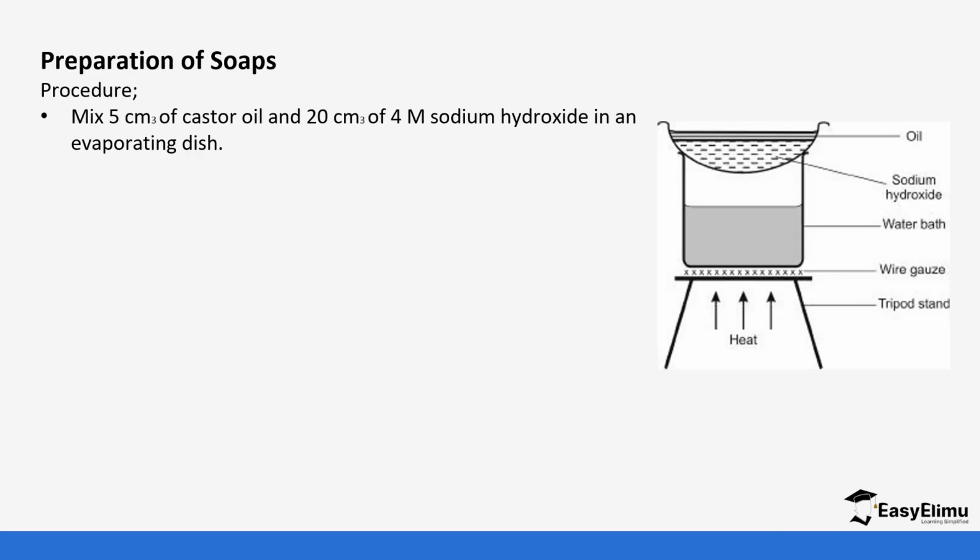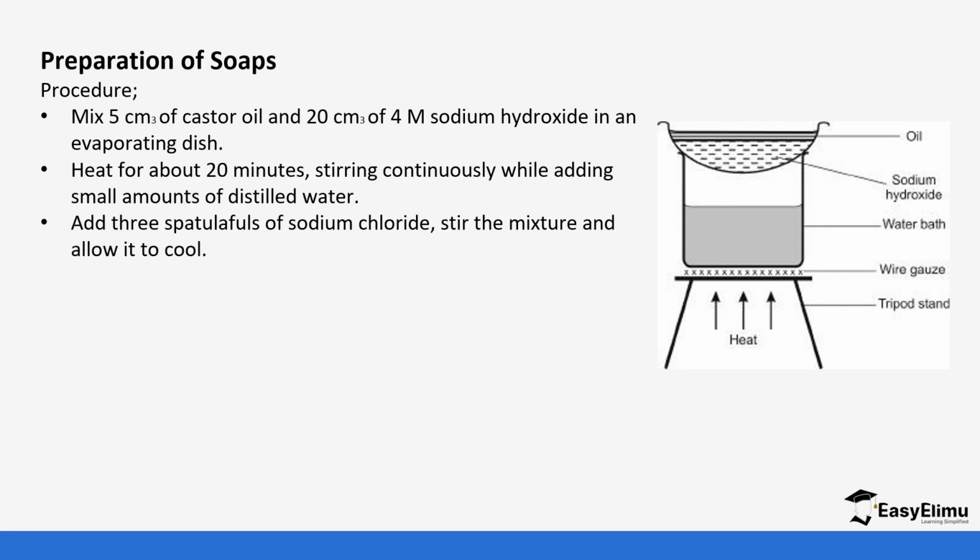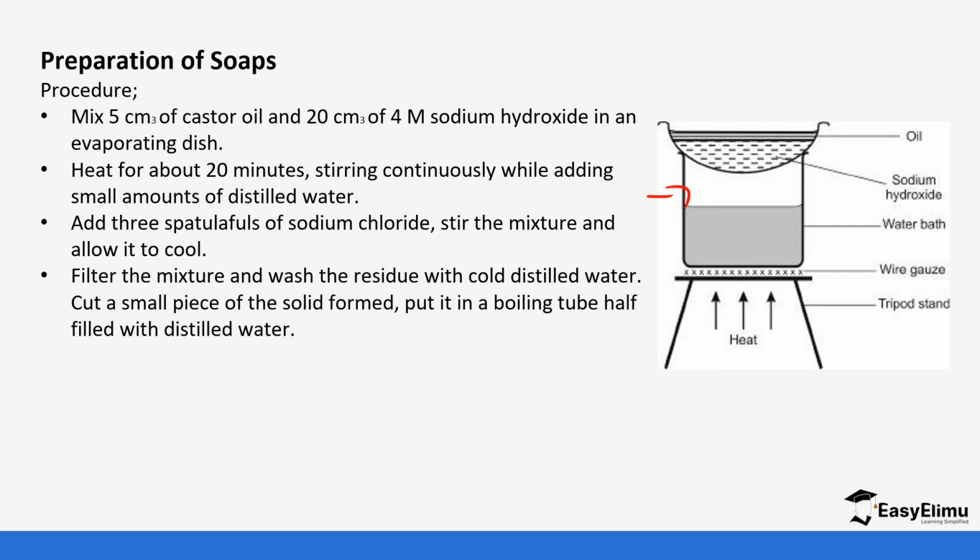So soaps are prepared in the lab by reacting oil with concentrated sodium hydroxide, and then the solution is heated. As you can see, it's being heated over a water bath. And then during heating, sodium chloride is added to the mixture, and then it is stirred and allowed to cool. And then the mixture is washed and separated or filtered. And then to test the product that has been formed, a small amount of the solid is added to warm water and shaken so that you can see if it's going to lather or not.